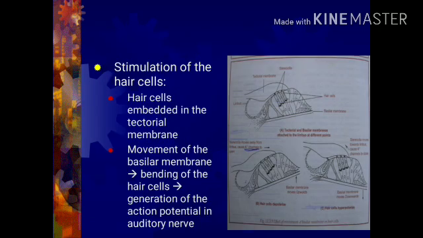Stimulation of hair cells. As the hair cells are embedded in the tectorial membrane, because of movement of the basilar membrane, as we have discussed, there is bending of hair cells, and bending of hair cells generates action potentials in the auditory nerve. So in this way action potentials are generated in the auditory nerve, and sound waves are converted into action potentials in the auditory nerve. So this is about the mechanism of hearing.